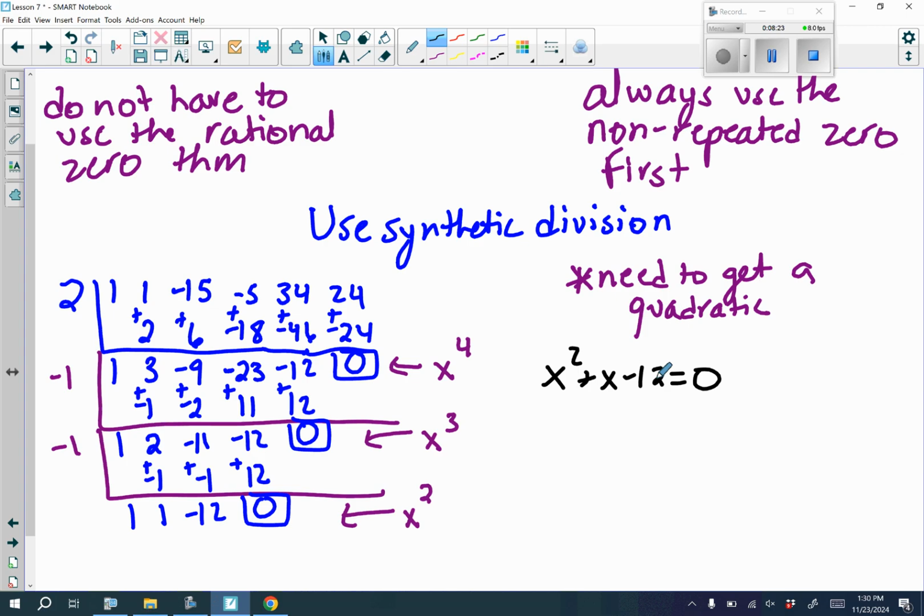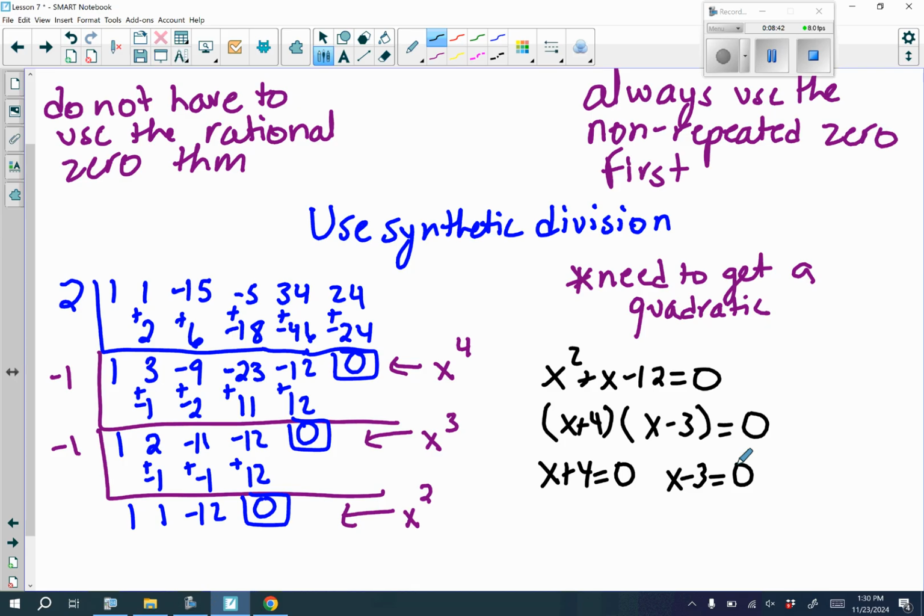Well, there are two numbers that multiply to -12 and combine to 1. Those two numbers are 4 and 3. So we're going to have x plus 4, x minus 3. Remember, we're going to set these equal to 0 and solve. So I have x plus 4 and then x minus 3.